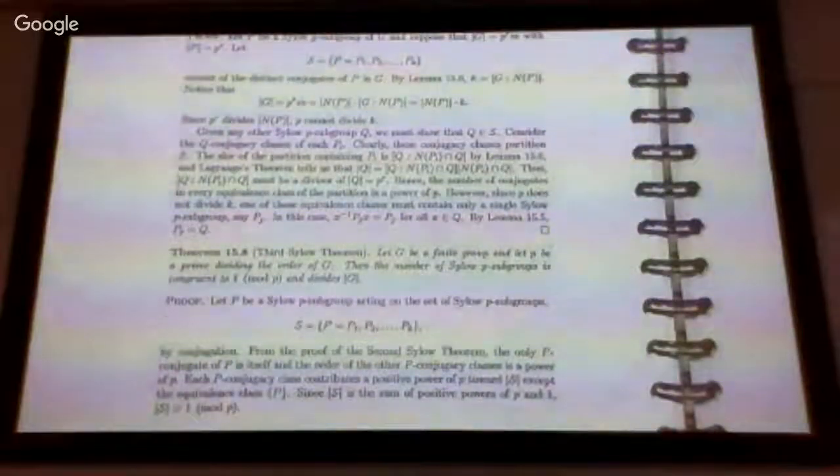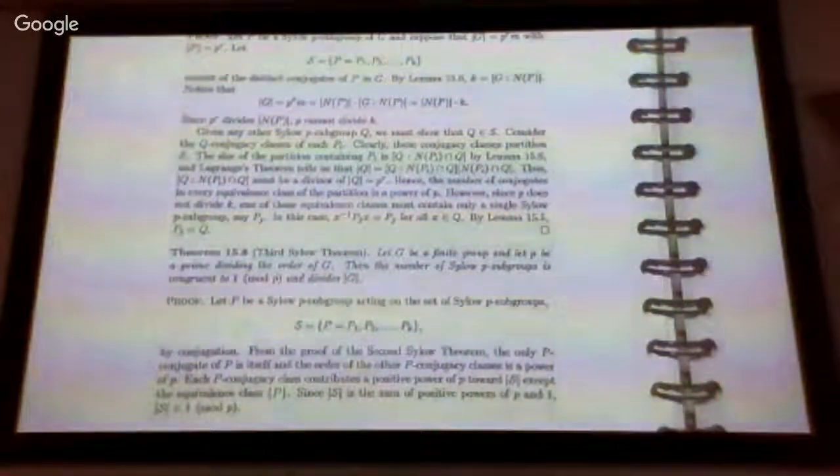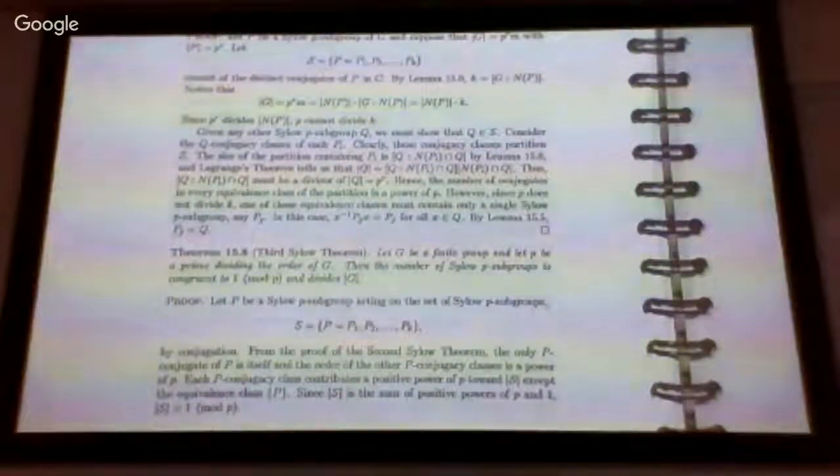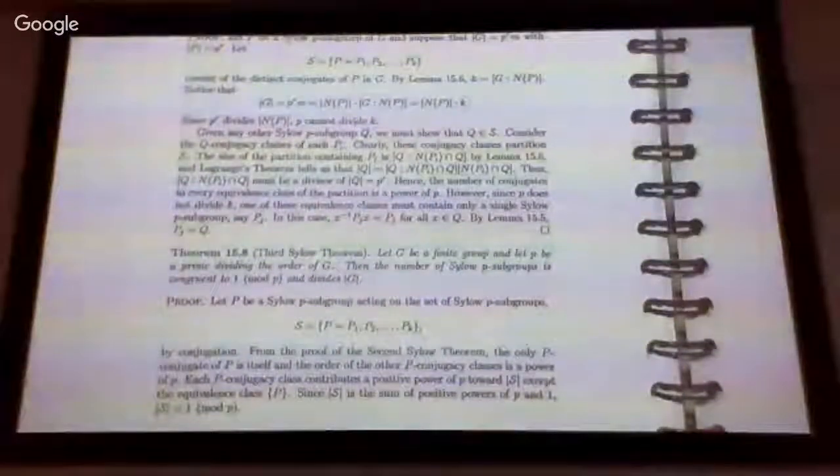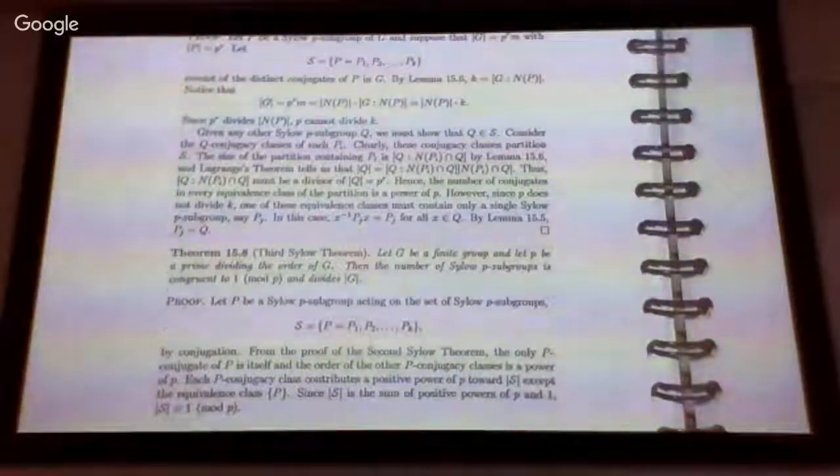About to prove the third one. First, just to remind you that if the power of P divides the order of the group, then there exists another group H, which is a subgroup of G, and the order of H is P to the R. Yeah, that was the first one. So for every power of a prime that divides the order of the group, there does exist a subgroup of that particular size.